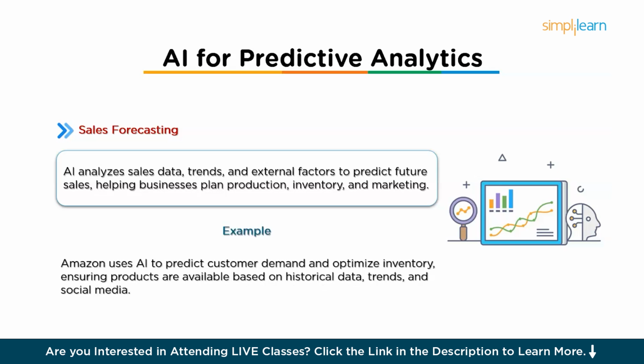So for example, Amazon uses AI to predict customer demand and optimize its inventory management. The AI models anticipate what products will be in demand based on historical data, time of year, and even social media trends, ensuring products are available when customers need them.